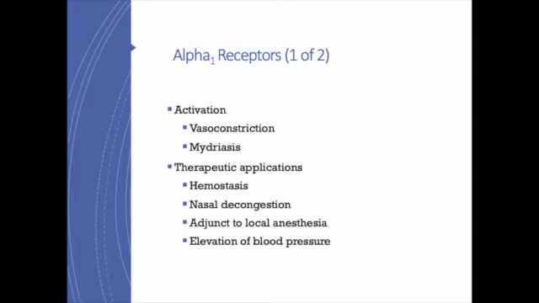We know that by activating the alpha 1 receptor, we should expect vasoconstriction and mydriasis, and the therapeutic applications for this are to achieve hemostasis. We can use it for nasal congestion. We can also use it as an adjunct for local anesthesia and for the elevation of blood pressure, because it's going to cause vasoconstriction and mydriasis.